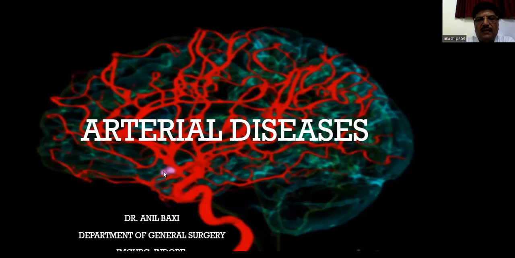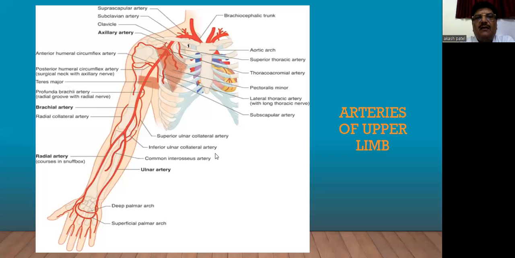So arterial diseases are of many kinds. First, we discuss the anatomy of the arterial tree in the upper limb. On the right side, there is a brachiocephalic trunk which divides into the common carotid and subclavian artery, and which continues as the axillary artery.